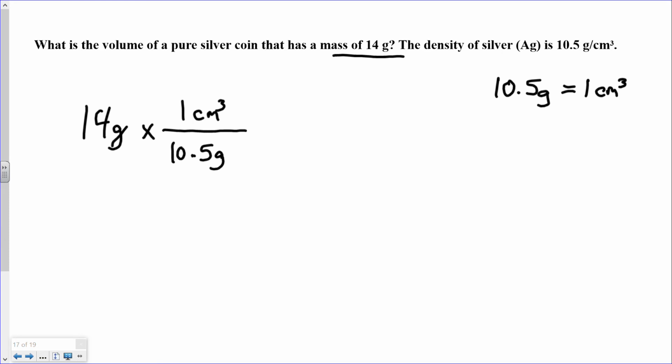This way my grams cancels, and I have 14 times 1 divided by 10.5, which gives us 1.3, and the only unit that I have left is centimeters cubed. So that is my unit. 14 grams is equal to 1.3 centimeters cubed of silver.